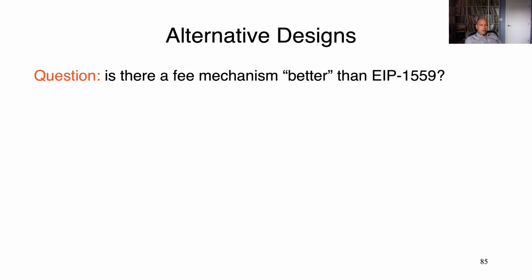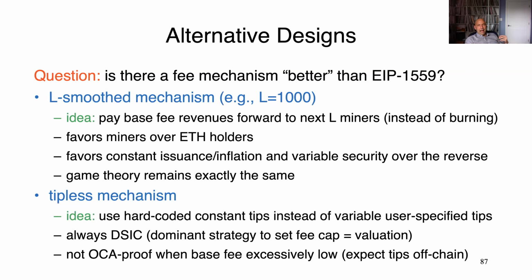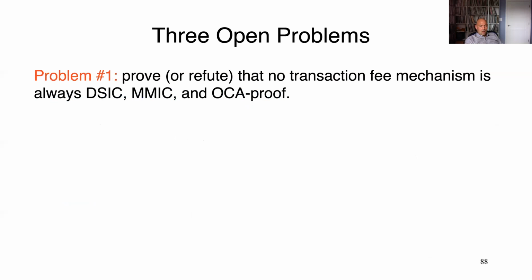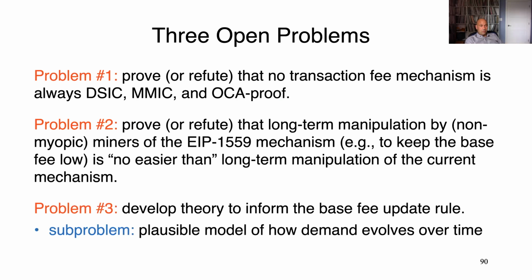In the report, there's a couple alternative mechanisms. I've mentioned them. Instead of burning fees, you can pay them forward to miners of future blocks. You could imagine reducing the number of parameters from 2 to 1 by hard coding the tip. That actually gives you a full-blown DSIC property, but you do lose OCA proofness in these transitory regimes with an excessively low base fee. Anyways, if you want more details on the alternative designs I discussed, check out the report.